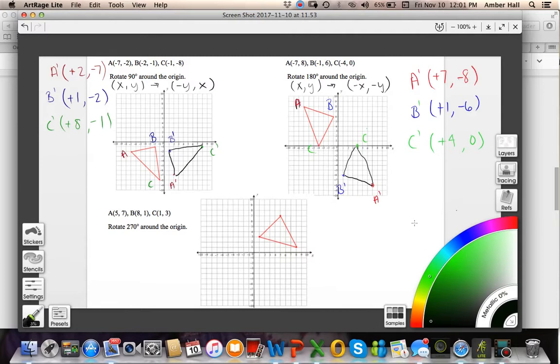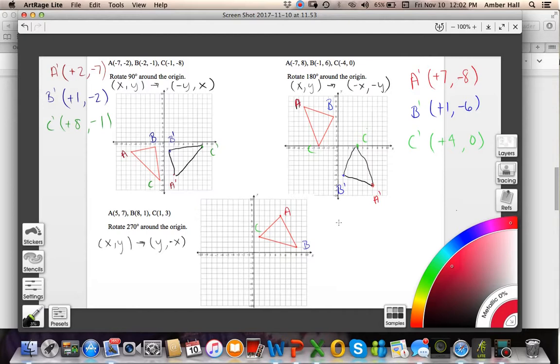Now let's do this last one. Our rule for rotating 270 degrees: we start with (x, y), and our notation now becomes (y, negative x). So I'm going to label my triangle. A is 5, 7. B is 8, 1. And C is 1, 3. I apply my rule and then graph.